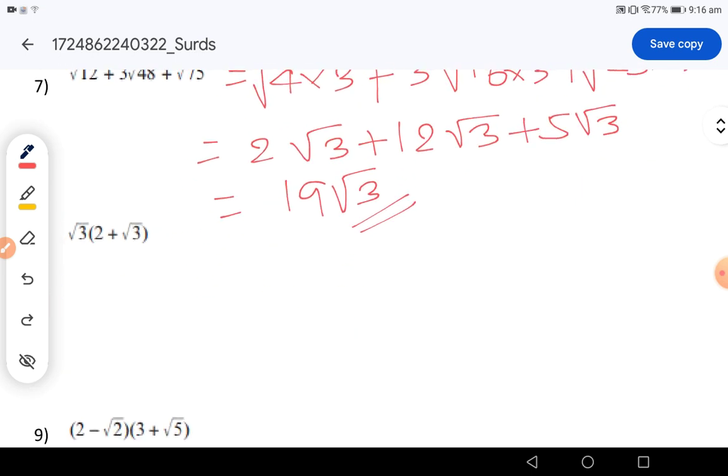Or you can take root 3 common, so 2 plus 12 plus 5 equal to 19. Next question, root 3 multiply 2 plus root 3. So multiply 2 root 3 plus root 3 times root 3 is 3. That's it.